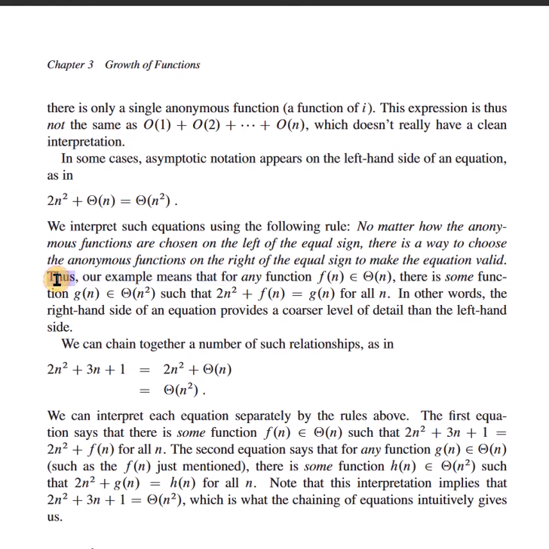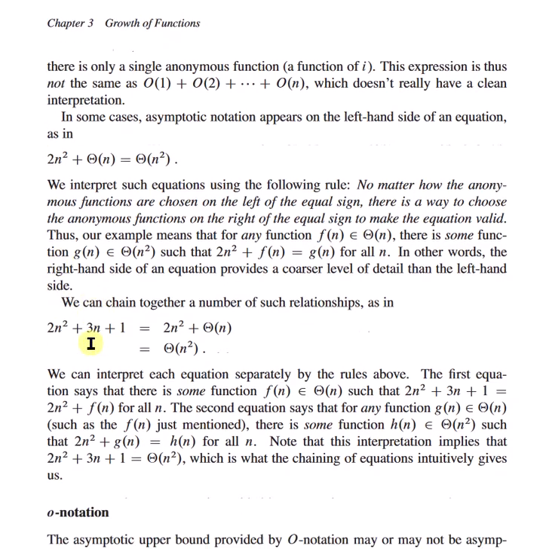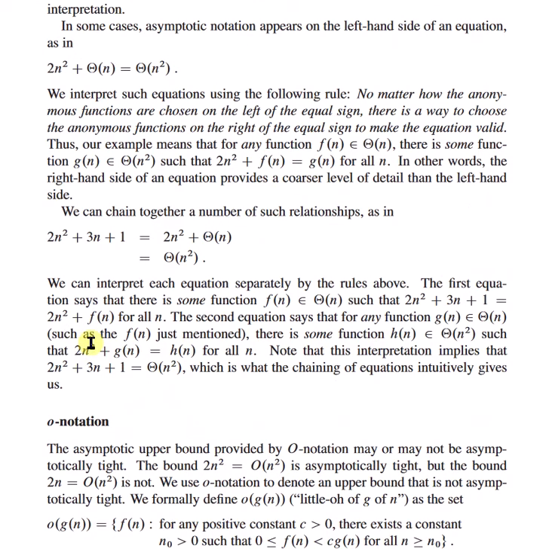Thus our example means that for any function f of n belonging to theta of n, there is some function g of n belonging to theta of n square such that 2n square plus f of n equal to g of n for all n. In other words, the right hand side of the equation provides a coarser level of detail than the left hand side. We can chain together a number of such relationships as in 2n square plus 3n plus 1 equal to 2n square plus theta of n equal to theta of n square. We can interpret each equation separately by the rules above.